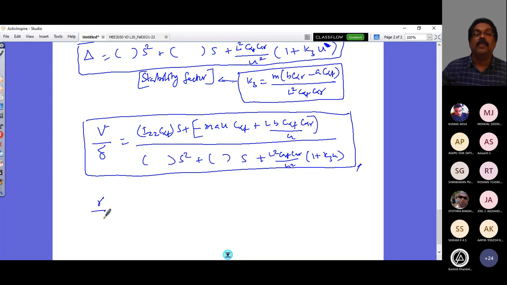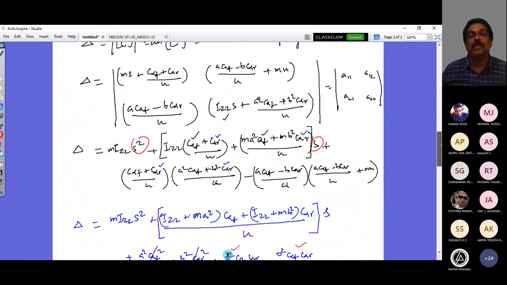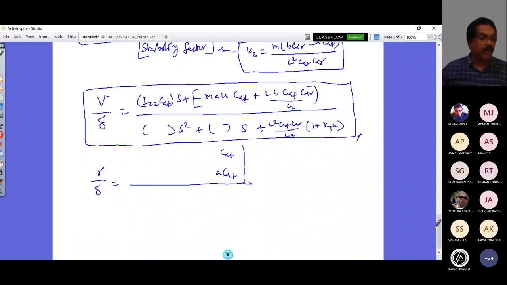Similarly, I can get R by delta. How do you get it? I represent it the same way. The forcing function column is C alpha F, and this term would be the same as what is there in your C matrix. So M s plus C alpha F would be the same as it is here. That term would be M s plus C alpha F plus C alpha R by U, and a C alpha F minus b C alpha R by U. This determinant is the numerator determinant divided by delta.